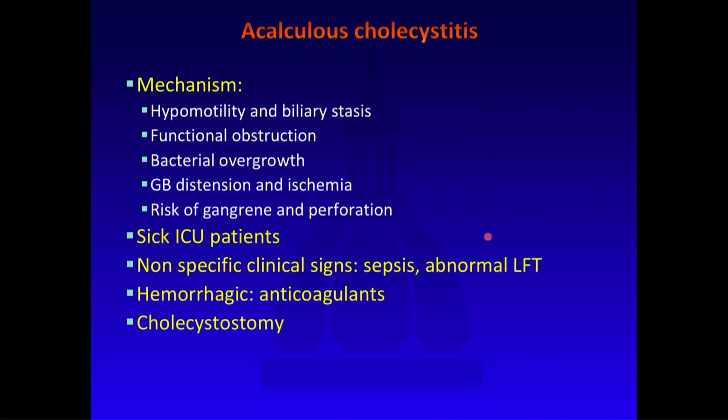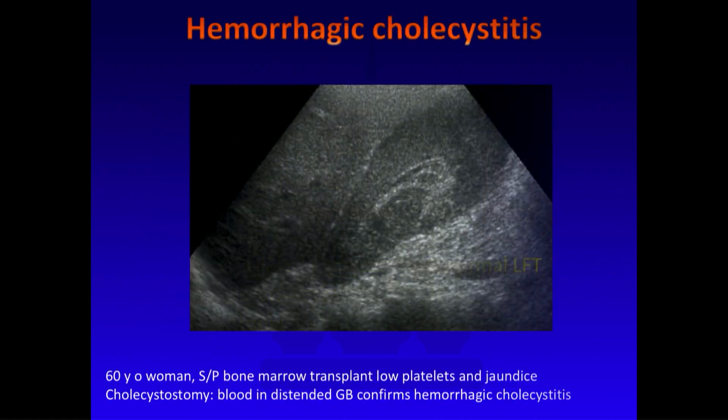And so patients who are anticoagulated can also have hemorrhagic cholecystitis. Again, most of these patients are very sick, so they're going to be treated with cholecystostomy. And so this is a bone marrow transplant patient with low platelets, who had severe right upper quadrant pain. And you see a very distended gallbladder filled with echogenic material, blood clot, and what have you. And when they puncture the gallbladder for cholecystostomy, they confirm the diagnosis of hemorrhagic cholecystitis.